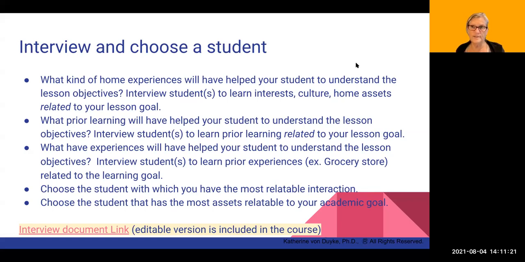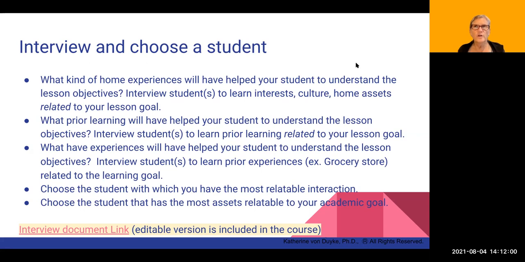And then here's the strategic part, which feels sort of wrong to me as a teacher. Nevertheless, I think it's important for you to consider that you might choose 3 or 4 students to interview and then pick the student who you have the most relatable interaction with. Is that student expressive enough? Do they get along well with you? Do you guys have a comfort with each other? That's going to show up on the video, which is task 2, and you're going to be asked if there's respect and rapport between you and your students, for instance. And then also I would say choose the student who has the most assets that are relatable to your academic goals, since those are an important part of the EdTPA scoring.